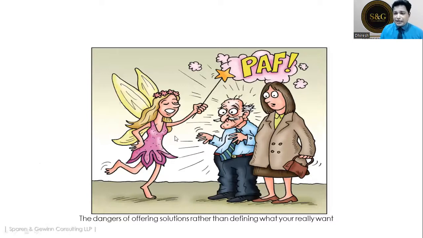the gentleman changes into an old man, because of what he has wished for: a wife of half his age. And guess what? He has got his solution, right? But this is not what he was intending. His intention was different. He was expecting a girl who would be half of his age. Let's say the gentleman was 40. He was expecting a 20-year-old girl, right? But instead of that, he became 80. So the danger of offering solutions rather than defining what you really want is very, very important.